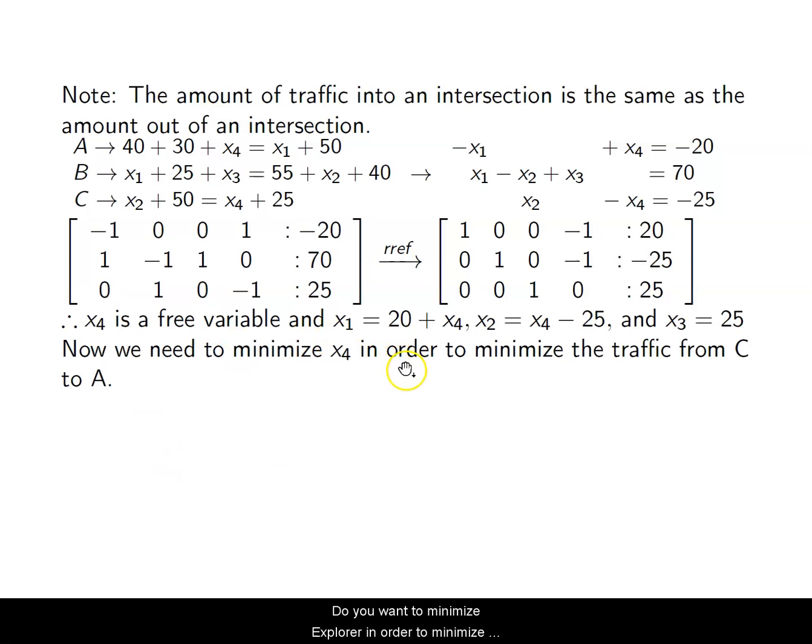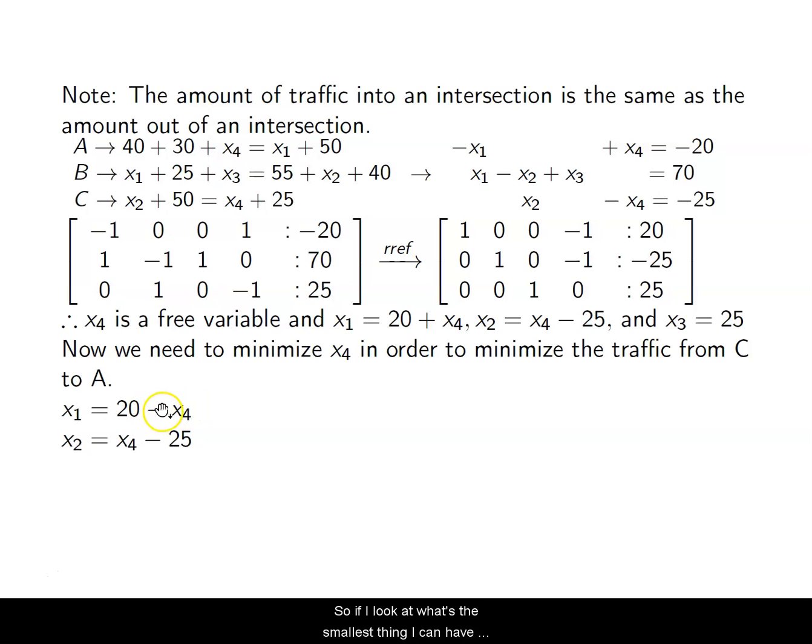Okay, so we want to minimize x4 in order to minimize the traffic from C to A. So let's just look at x4, right? x4 doesn't come up in the x3 value because it's just 25, but I have 2 equations that it does pop up on. 20 plus x4, not minus x4, apologies, and x4 minus 25, okay? So these are the 2 values that I have. This should be a plus. I'll fix this in the write-up.